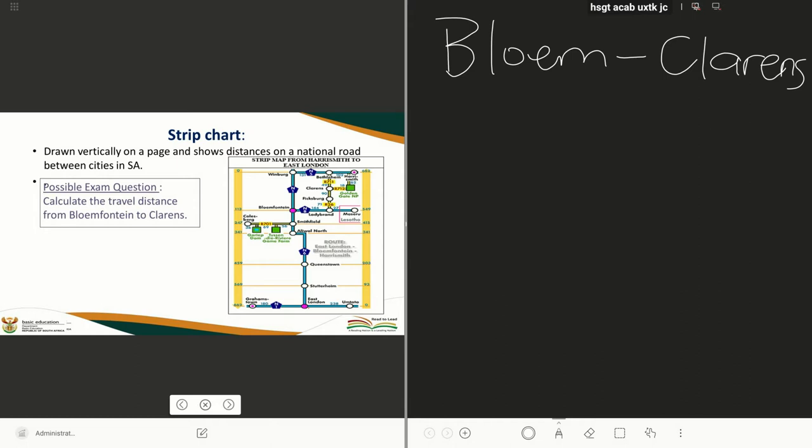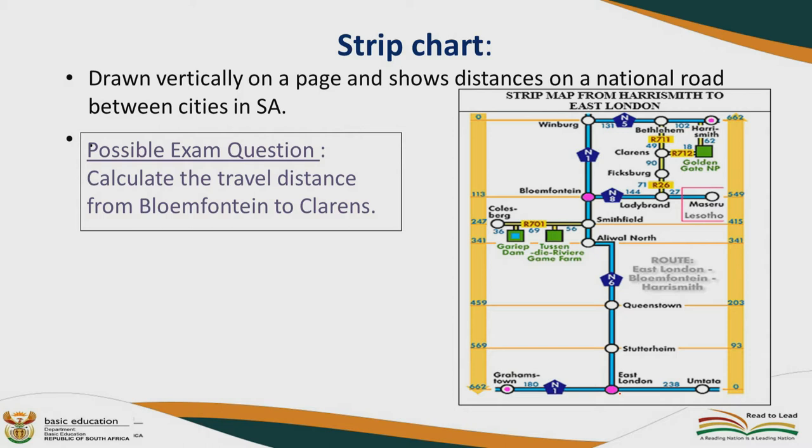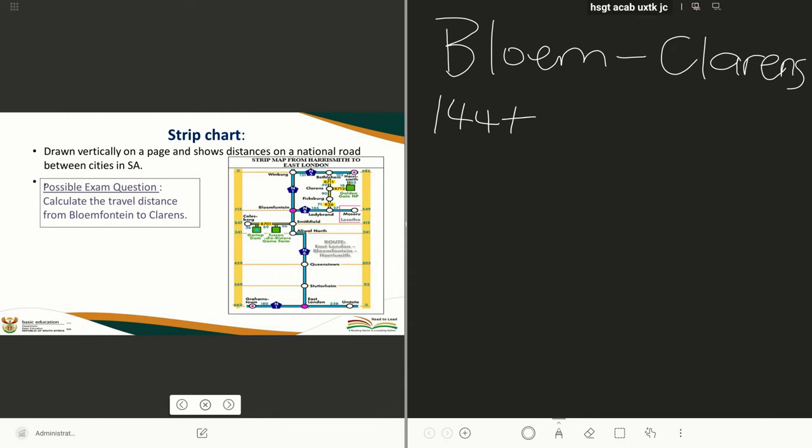From Bloem to Clarence, what this tells us is that on this map, we don't have a route that travels from Bloemfontein to Clarence straight away. So you are going to check your distance from Bloemfontein to Lady Brand. It is 144. So you'll say 144 plus from Lady Brand to Ficksburg, the distance is 71, plus from Ficksburg to Clarence, it is 19. So you are going to add these three distances.